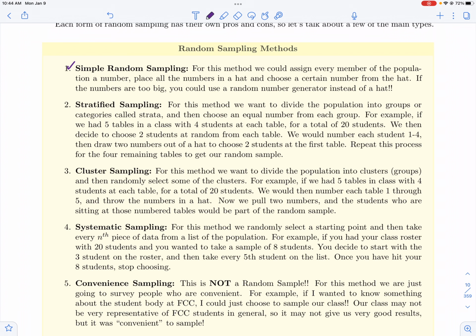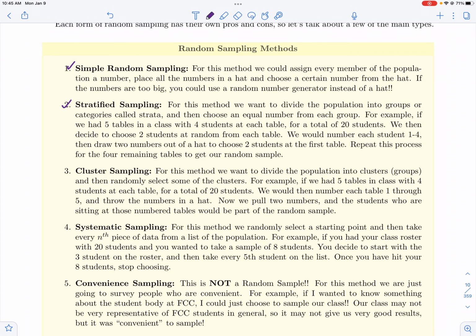Another one we can talk about is what's called a stratified sample. For this, we're going to divide the population up into groups, or strata, and then choose an equal number from each of the different groups. A good way to think about this is if we were in class right now, we'd have 5 tables with 4 students at each table for a total of 20 students. We would choose 2 students at random from each table. So we would put the numbers 1 through 4 in a hat, choose 2 numbers, and whoever those students are, we would choose 2 from each of those different tables.